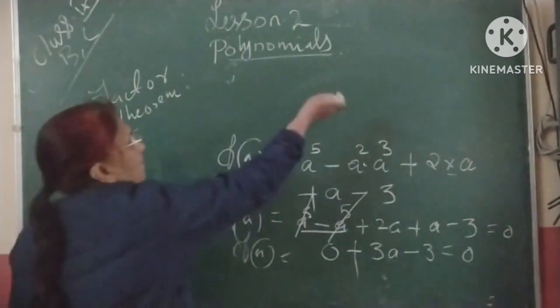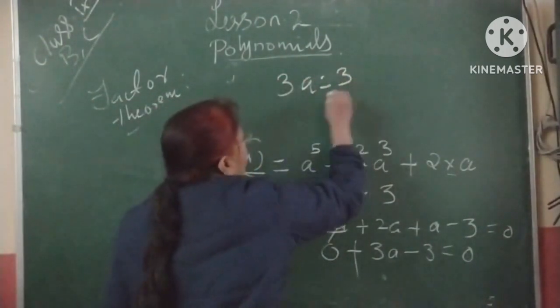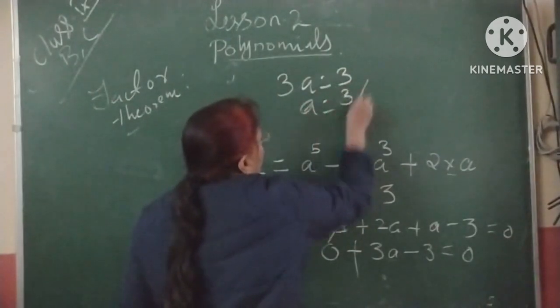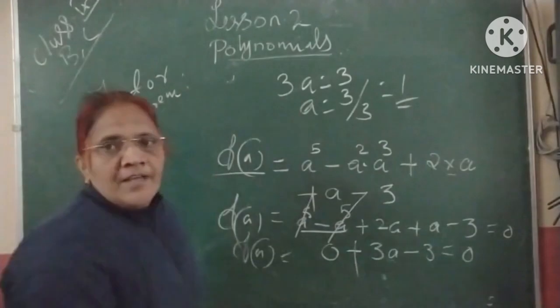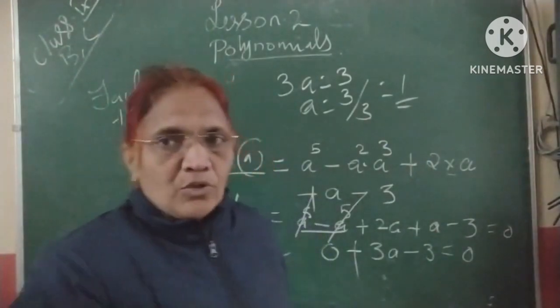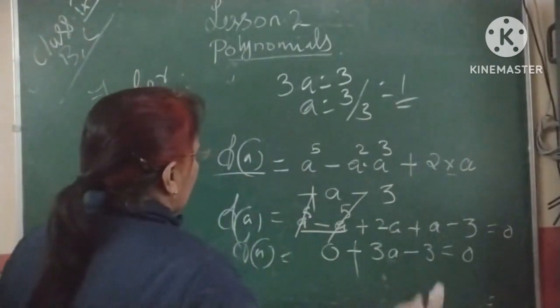3a equal to 3. Then a equal to 3 upon 3 equal to 1. What is the value of a? a equal to 1.